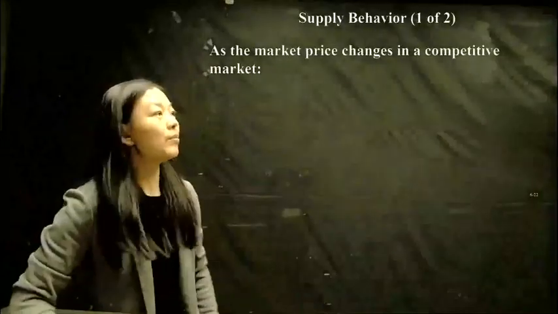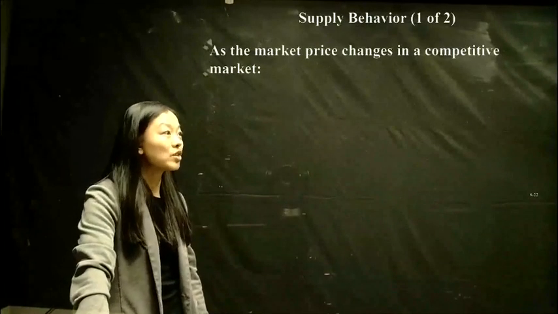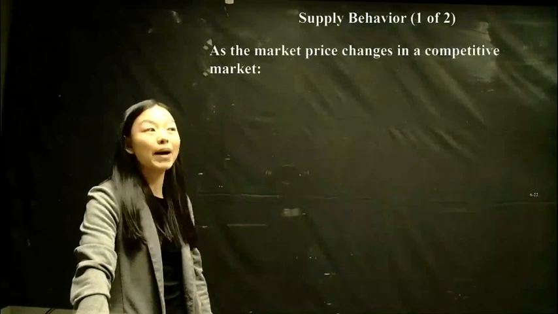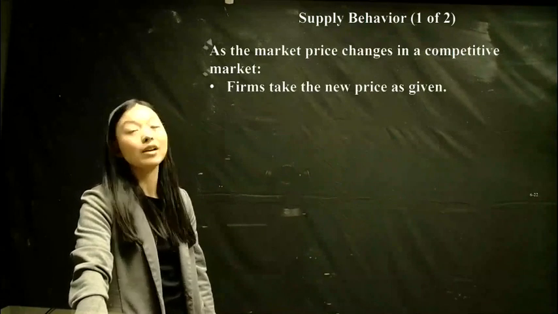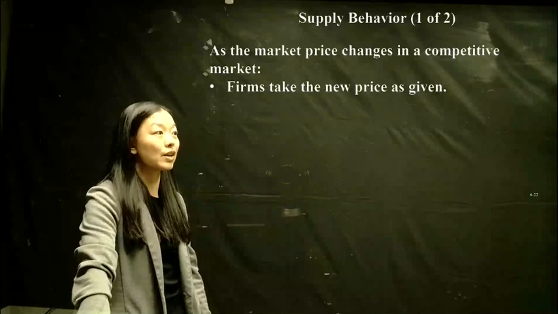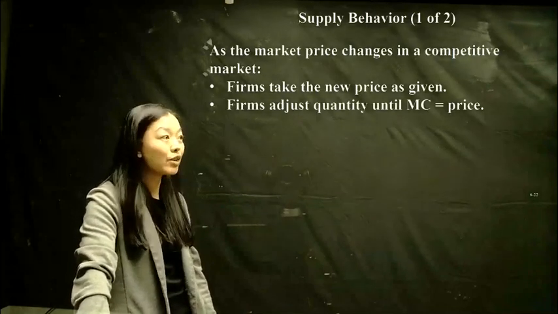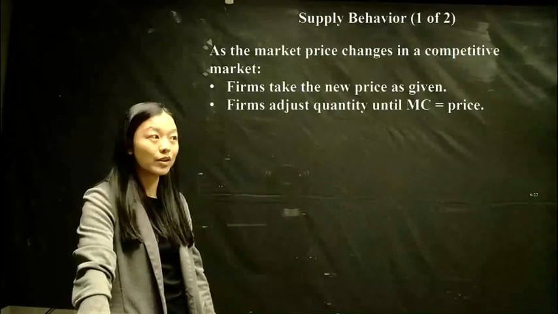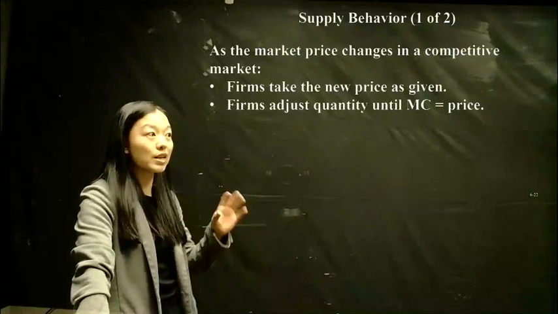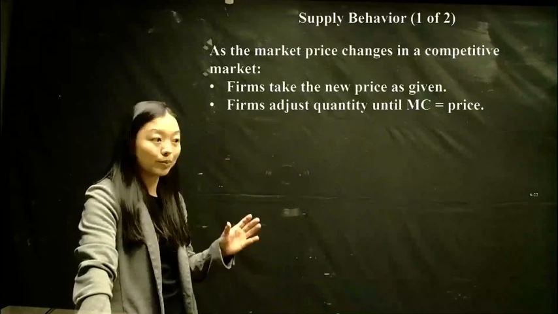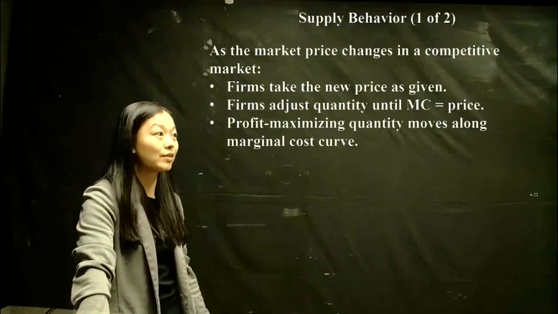So in the competitive market, as the market price changes, firms just take the new prices as given, and then the firm will adjust the quantity until marginal cost equals price, because price will equal marginal revenue, right? And the firm can always adjust the quantity to make marginal cost equal marginal revenue to maximize the profit.